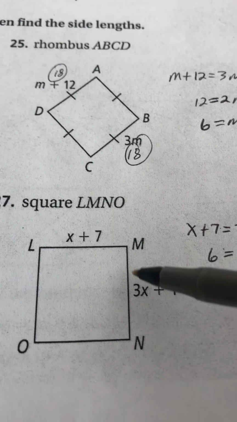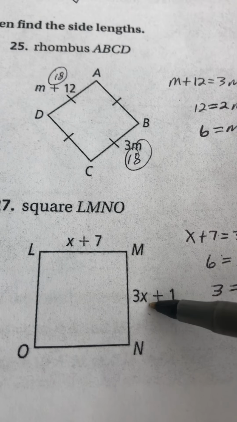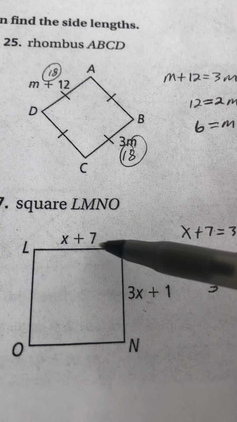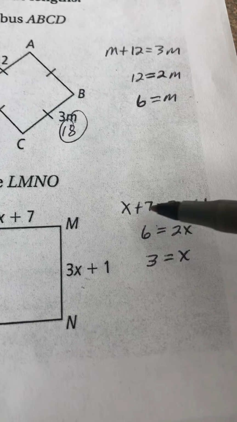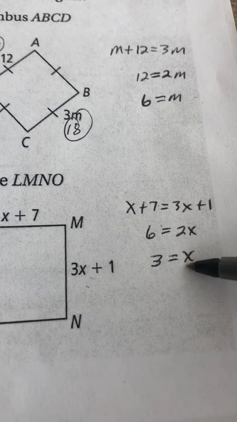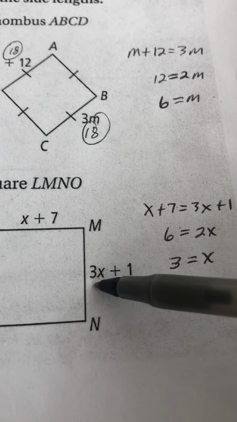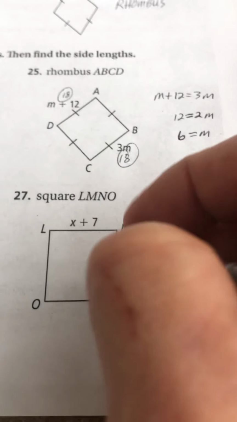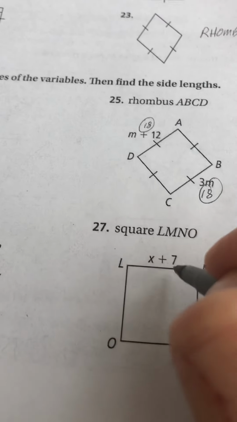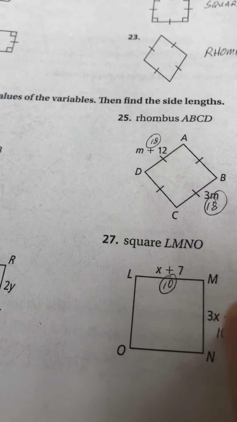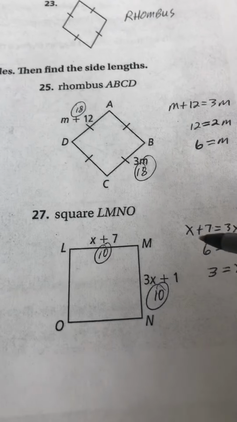And lastly, a square. So these two sides are going to be equal to each other. And so I just set them equal to each other, and I get x equals 3. So this is going to be 3 times 3 plus 1. So that's going to be 10. And 3 plus 7 is going to be 10 also. So, yep, it makes sense because it's a square.